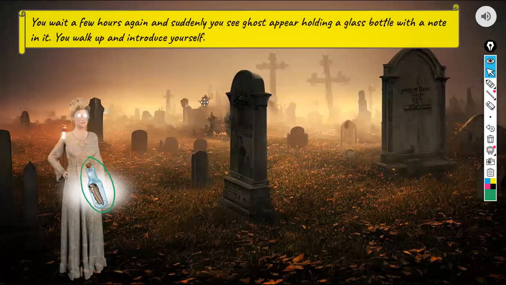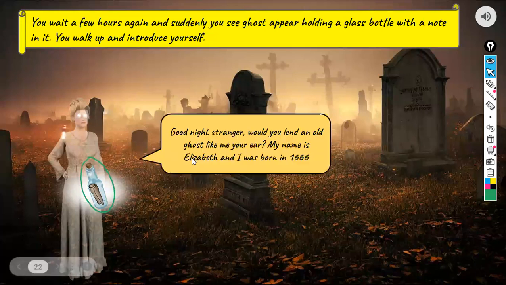So the name of this ghost is who? You walk for a few hours in the cemetery and you see someone holding a glass bottle. Her name is Elizabeth, and she was born in the year 1666. Anybody wants to take a guess of why that bottle is so precious to her?